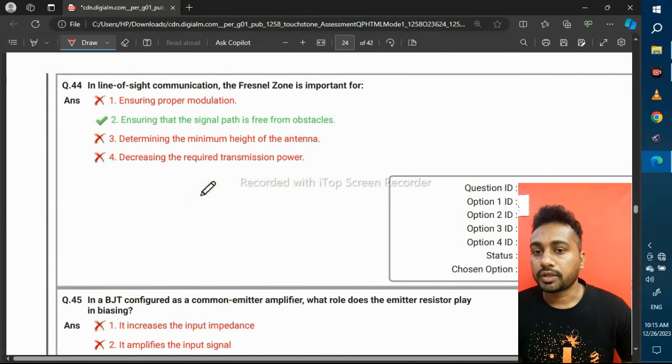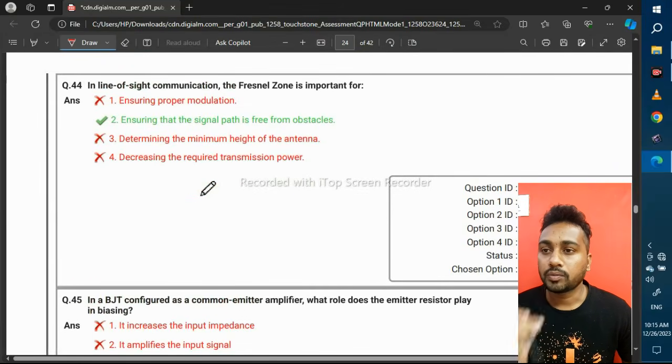In line of sight communication, the Fresnel zone is important for ensuring that the signal path is free from obstacles. This is correct.